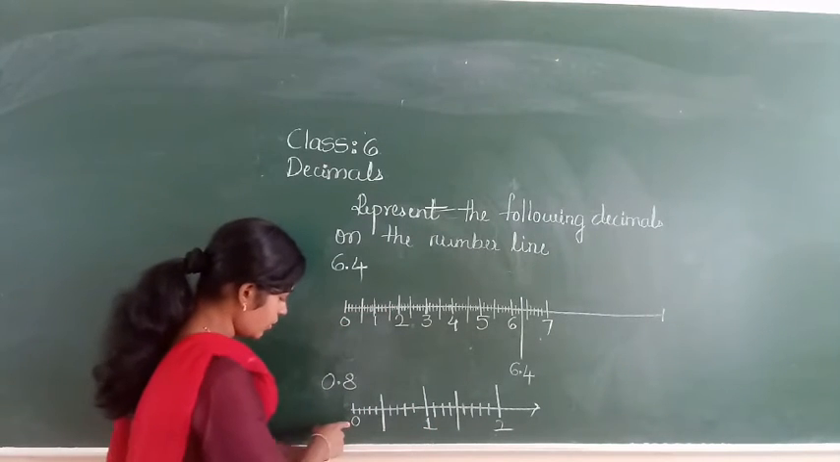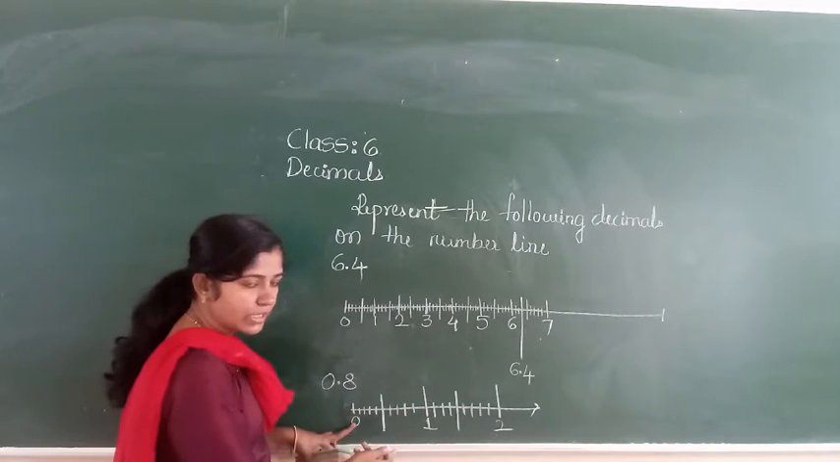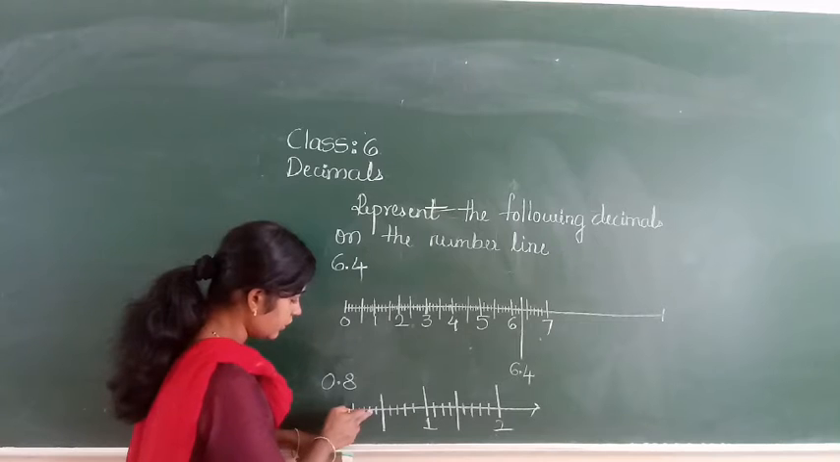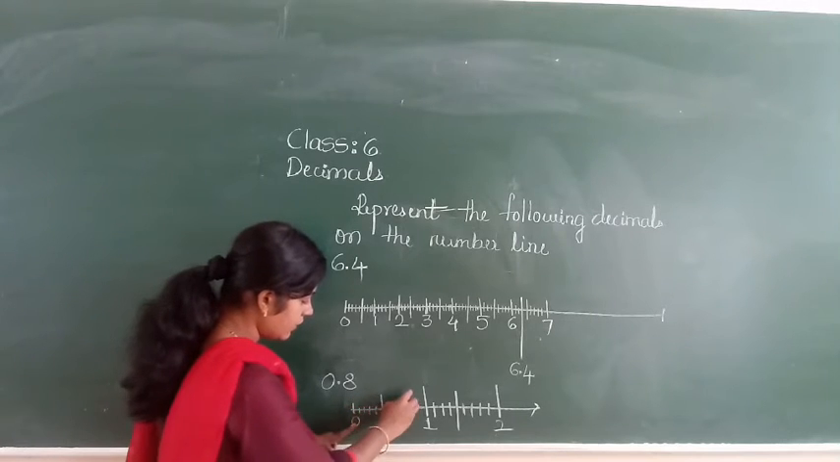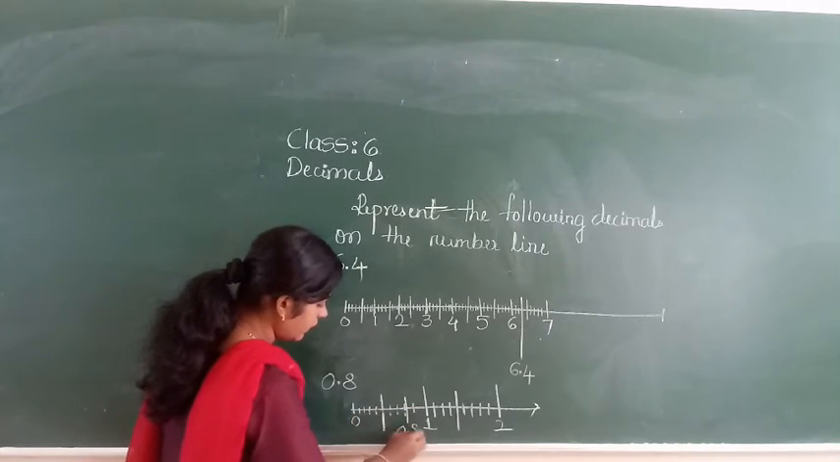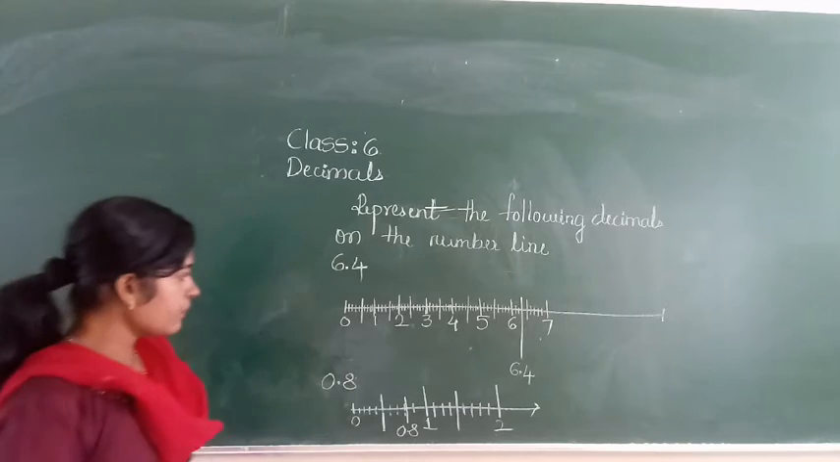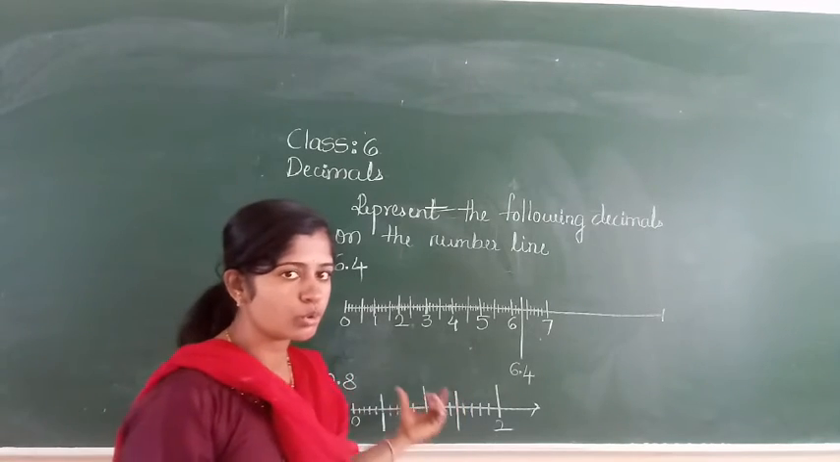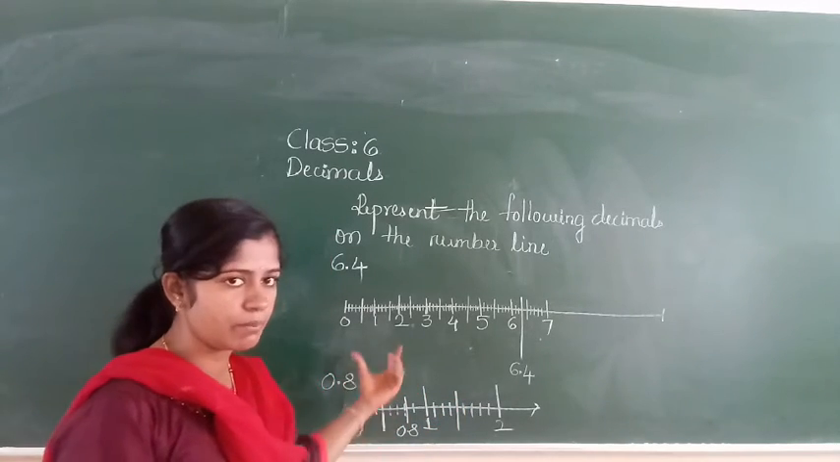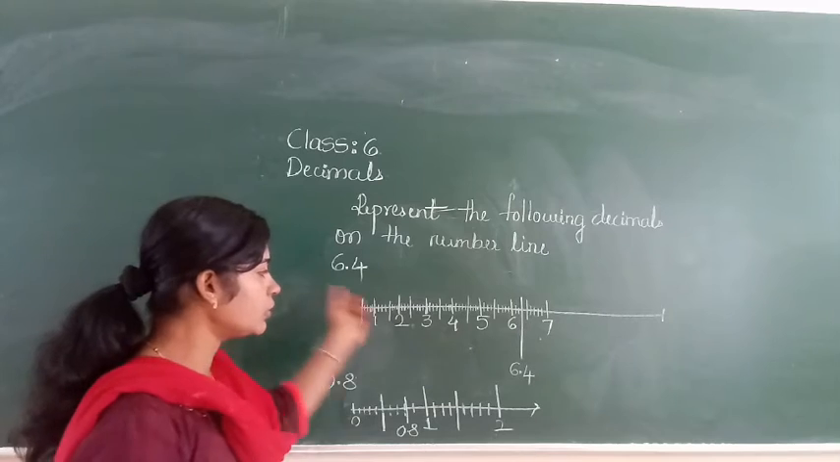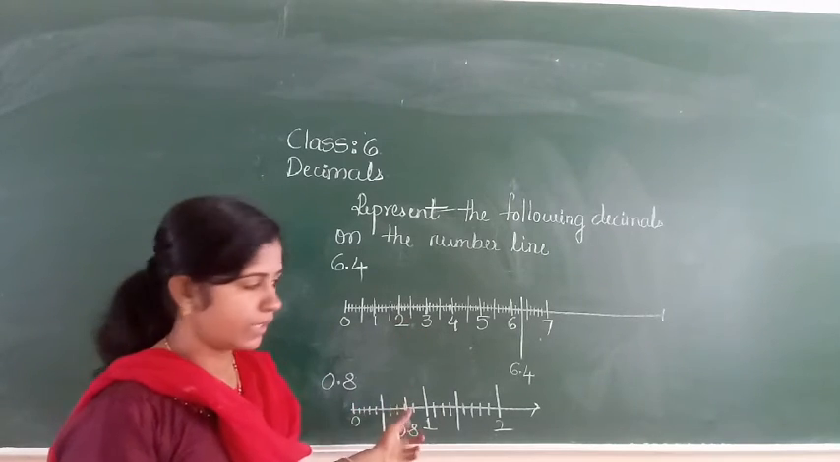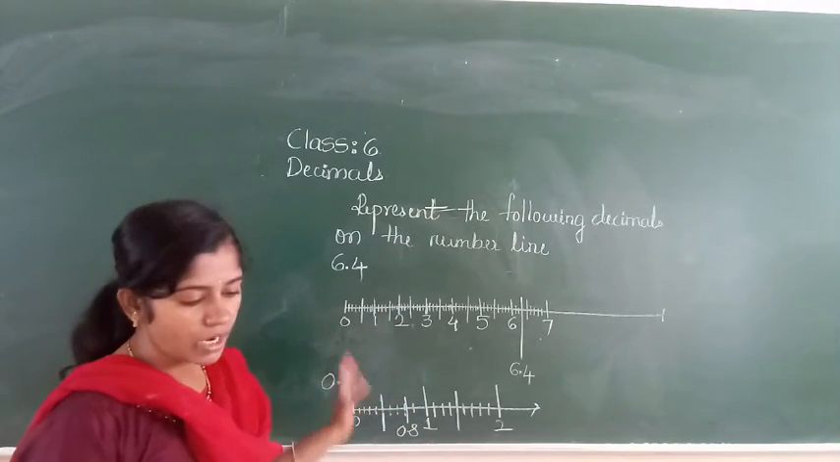See here 0. Then from 0 you have to take 8 lines: 0, 1, 2, 3, 4, 5, 6, 7, 8. So here 0.8 will come. Okay, see here, when solving you have to draw separate number lines. Don't solve all together in one number line. I hope this is understood.